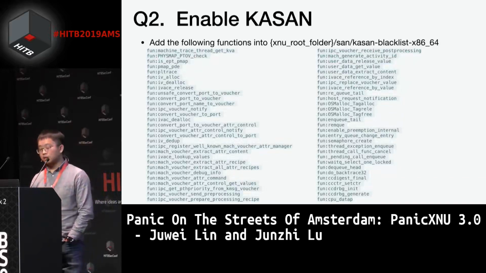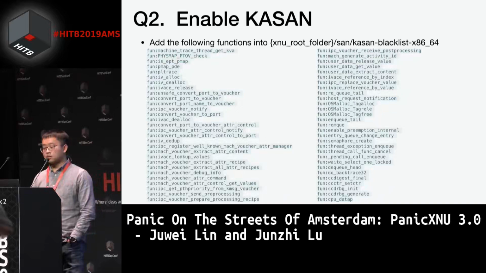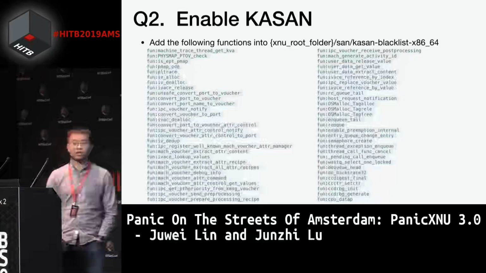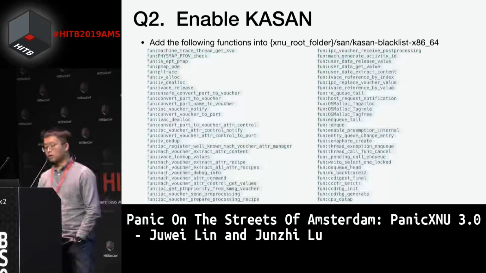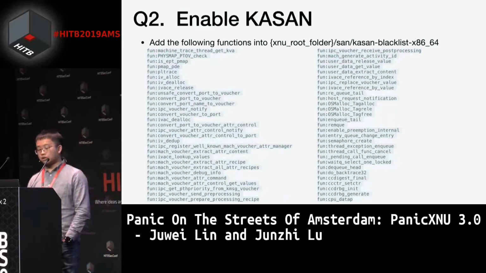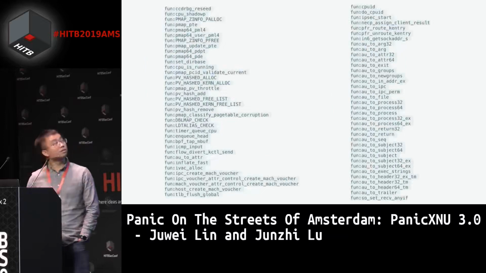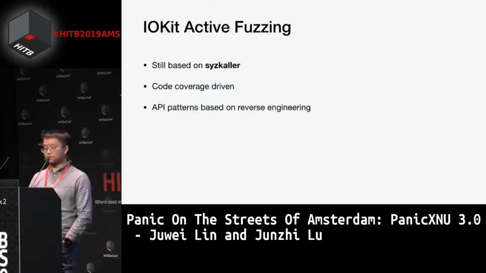boot your machine. The root cause is that during the boot stage, some KASAN stop functions will check the shadow memory, but the shadow memory is not initialized at that stage. So the workaround is as below. We can add the functions below into the KASAN blacklist. Then compile it again, and you can boot the KASAN kernel successfully.